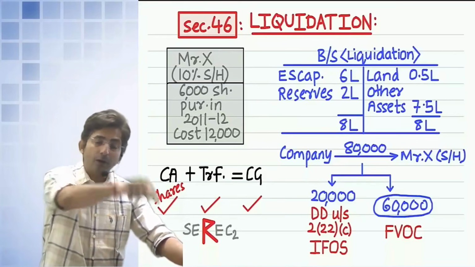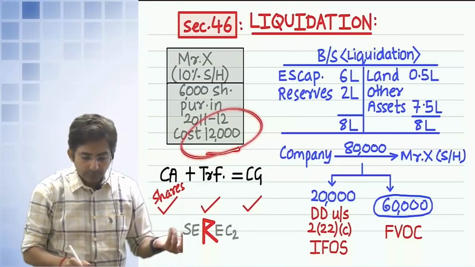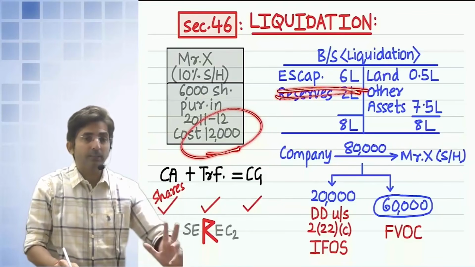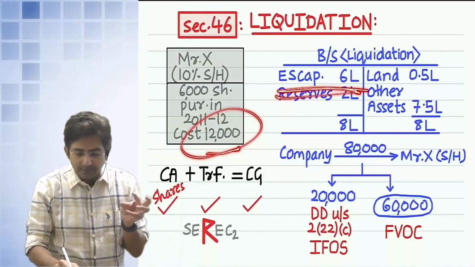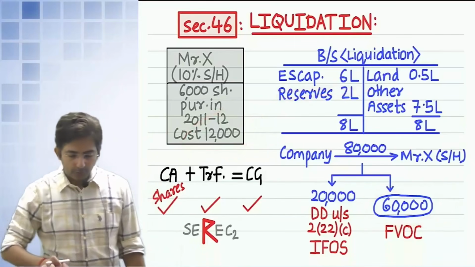That from the stock exchange, when he got, it was at a price of 12,000. But on liquidation, he will get the face value. And as per the face value, he should get 60,000. Not full 6 lakh, he is a 10%. So 60,000. That makes him feel the gain. Okay, now look here.